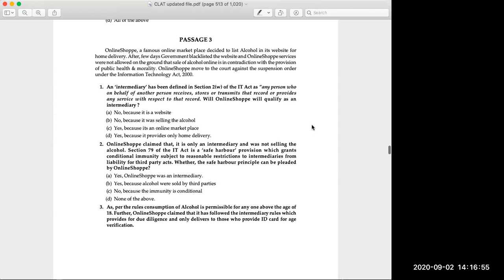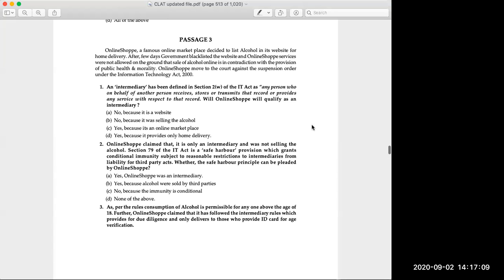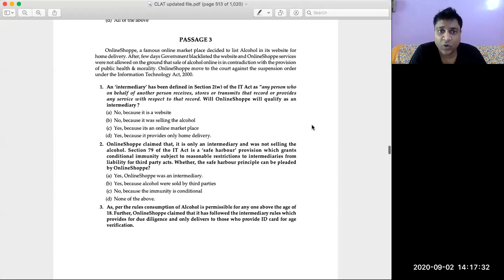A: No, because it's a website. B: No, because it was selling the alcohol. C: Yes, because it's an online marketplace. D: Yes, because it's providing a home delivery. Sir, I'll go with option C, because it is acting as a vendor. It is just acting as that one medium, like the intermediary, which satisfies that principle of the passage, which tells that any service. It provides any service with respect to that record. The record is selling the drinks. And another thing, on behalf of another person. On behalf of another person.